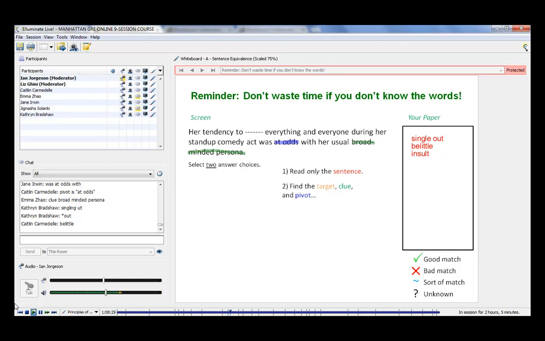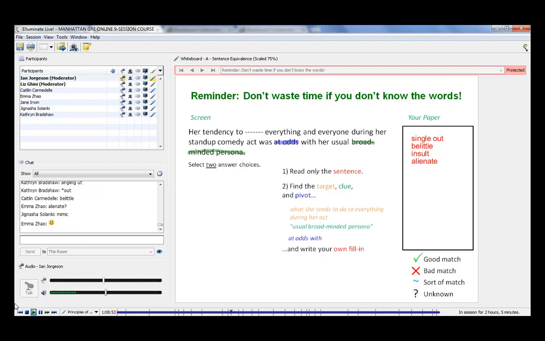All good words, and I'll toss one out of my own. So singling out, belittling, insulting, yeah, potentially alienating as well, although then you're not a very good comic. You can insult people and be a good comic if everybody else thinks it's funny. If you alienate your audience, you're probably not doing a great job as a comic, but that's still possible. Okay, so we found the target, the clue, the pivot, right?